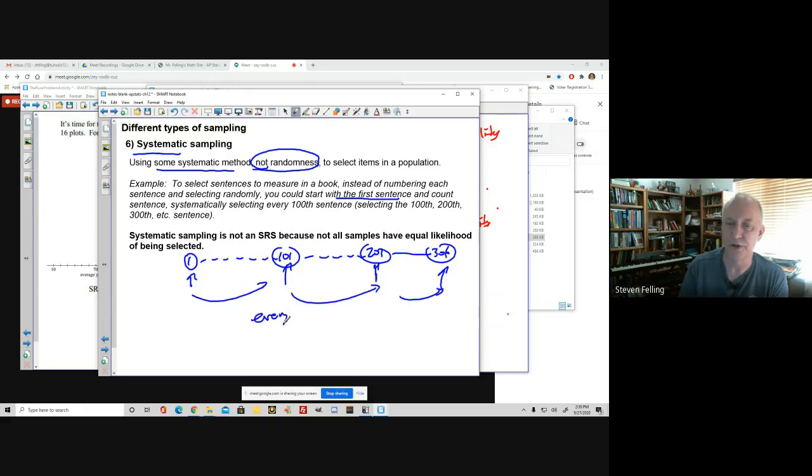Every 100th sentence gets included. That can still be reasonably good. It's not a simple random sample because not all samples have equal likelihood of being selected. But we call that method systematic sampling. Okay.